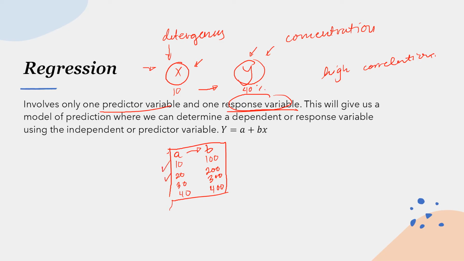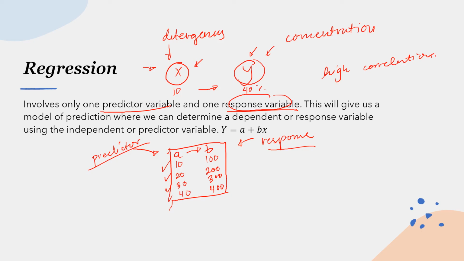Meron tayong 4 different variables, 10, 20, 30, and 40. And then si A daw yung predictor natin, and si B yung response natin. This means that our predictor variable can also be referred to as your independent variable, and your B is your response variable, also referred to as your dependent variable.